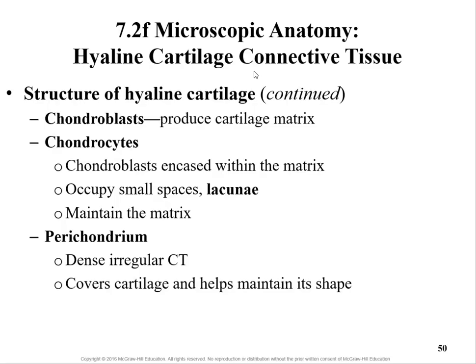Okay, you're going to see some parallels with bone tissue. For example, chondroblasts produce cartilage matrix. You've got chondrocytes, which are just chondroblasts encased within the matrix. Chondrocytes also occupy small spaces called lacunae, and they maintain the matrix, much like osteocytes maintain the bone. Then you have a perichondrium, and this is dense, irregular connective tissue that covers the cartilage and helps it maintain its shape.